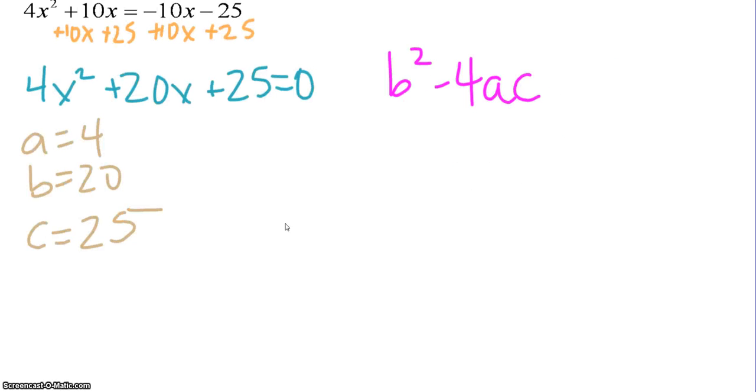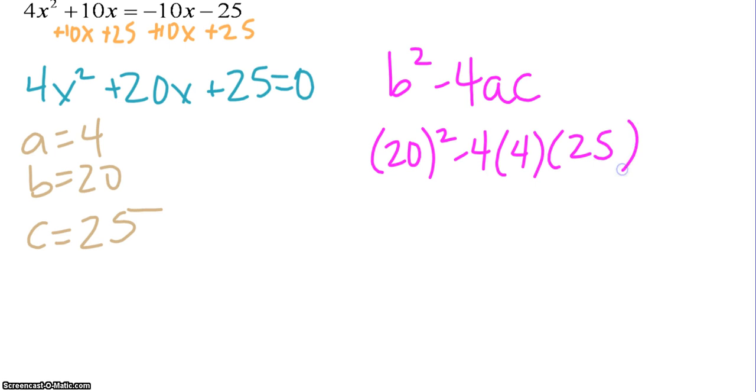So with b squared minus 4ac, I'll plug in 20 for b, 4 for a, and 25 for c. When I type this in my calculator, I get 0, which means I have exactly one real solution.